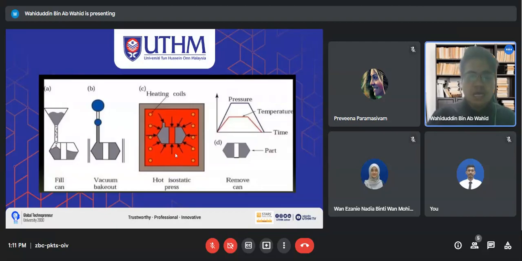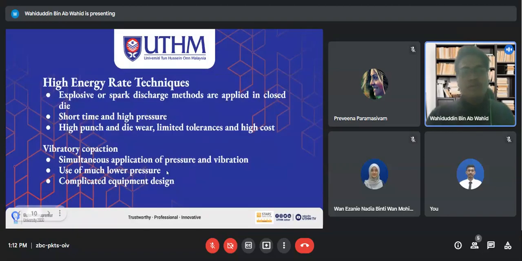So these are the steps for hot isostatic pressing. First you fill the can, then you vacuum it out. Then the third process is where the heat coil is inside the chamber, and after that the part is removed. This is the final product.